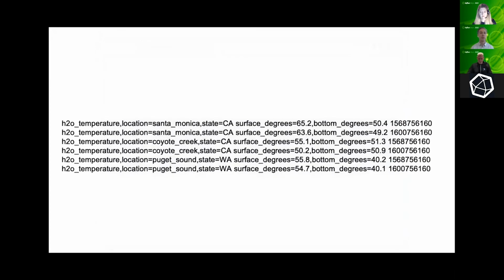So for that, let's look at some example data. This is our NOAA weather data set. This is actually not weather, but it's temperatures taken from rivers and lakes all across the US. So that's our sample data.